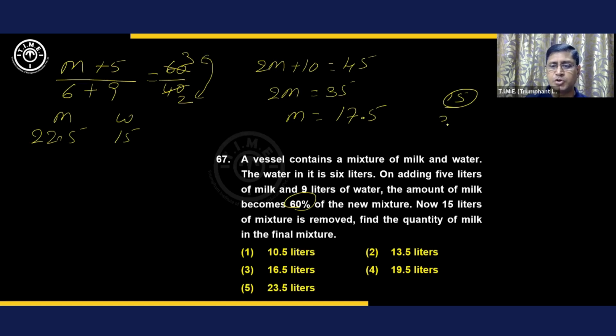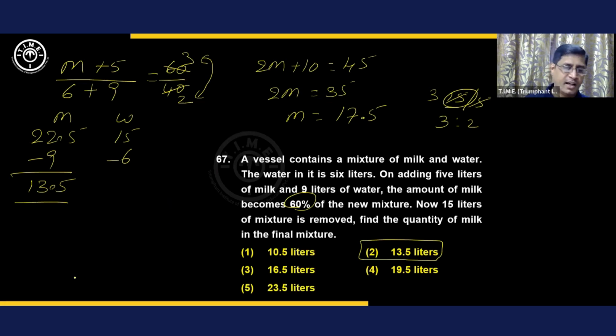So 3:2 means divide into 3:2 parts. Now one part is equal to 3. So 3 into 3 is equal to 9, and 3 into 2 is equal to 6. Then what to find? Find the quantity of milk in the final mixture. Just to simplify this, 9 subtracted from 22.5, that is 13.5 liters. The right choice is option number 2. Second choice is the right answer.